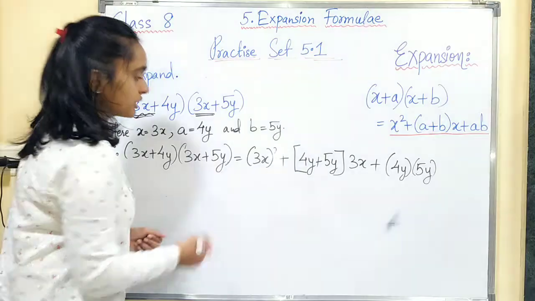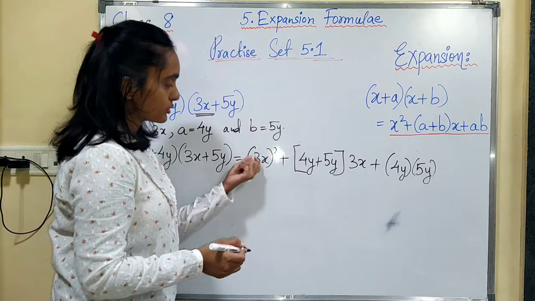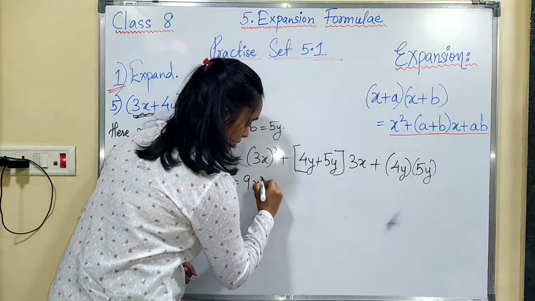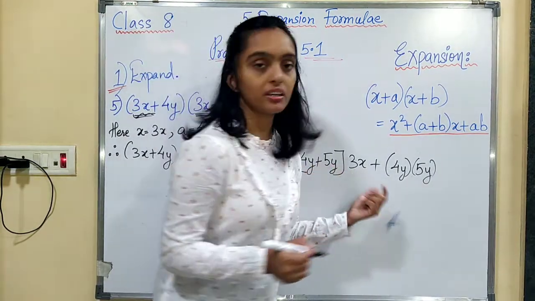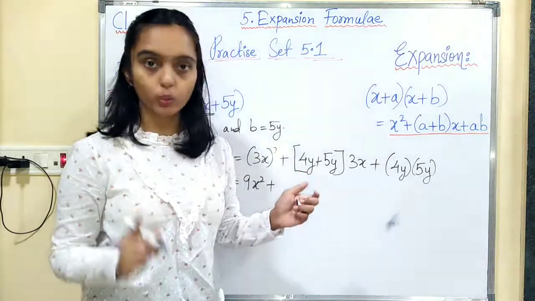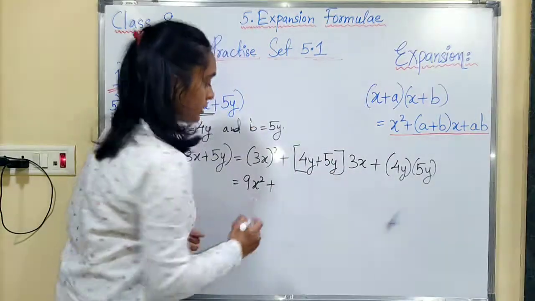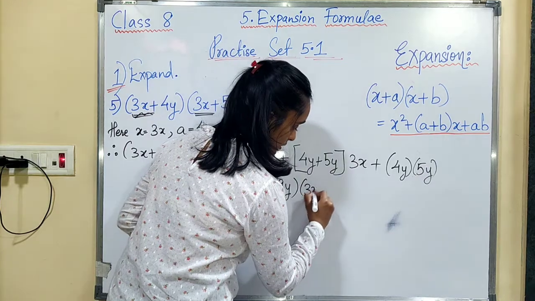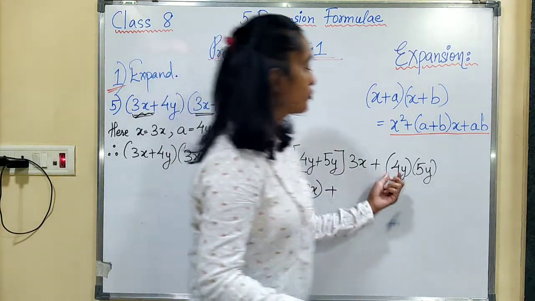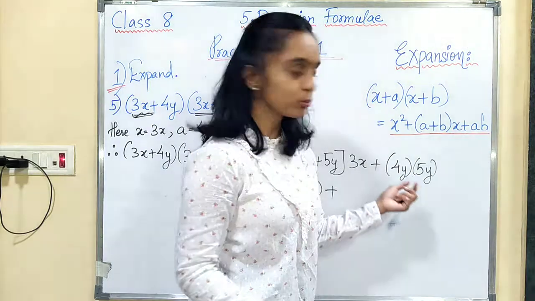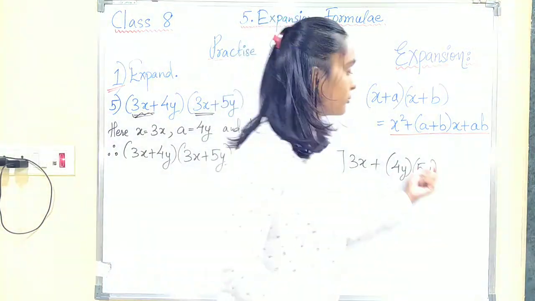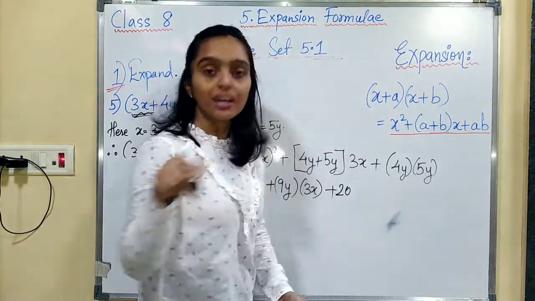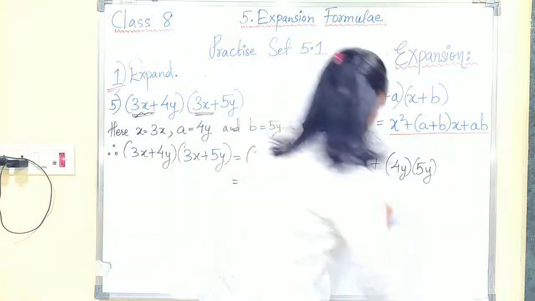Now by simplifying this, you will get (3x) the whole square. So 3 square and x square. So you will get 3 square is 9x square plus 4y plus 5y. Both are like terms, so we can add their coefficients. So 4 plus 5 is 9. You get 9y here multiplied by 3x, plus 4y multiplied by 5y. So here we have to multiply their coefficients and also we will multiply their variables. So 4 multiplied by 5 is 20 and y multiplied by y you get y square.